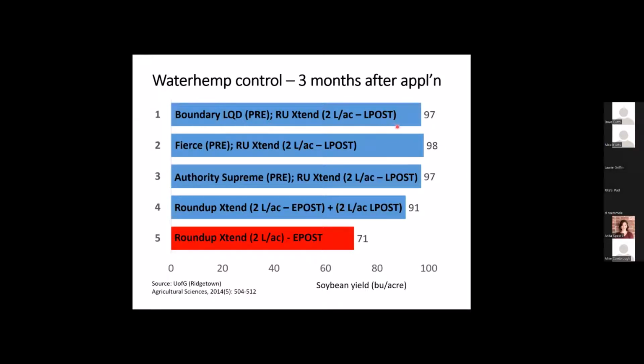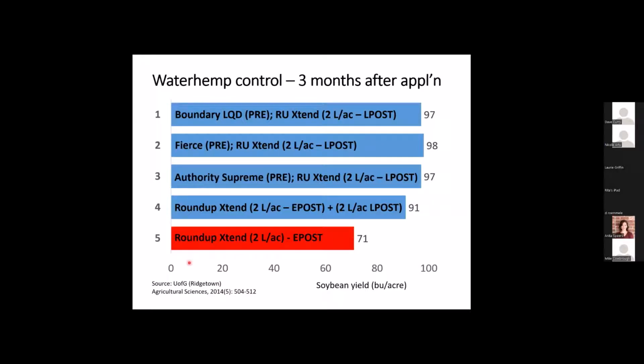It's super competitive. And what this particular chart is showing is soybean yield with different weed control programs. And this is the efficacy of water hemp 3 months after application. So I want to point out that these are all residual herbicide programs. But what is needed, because we have a species now that germinates over a huge window of time, is we need to layer residual herbicides in order to get over 90% control.